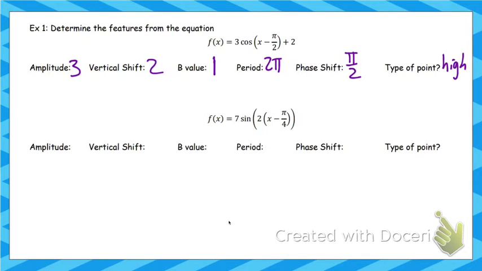All right, let's do the next one. Amplitude is 7. Vertical shift is whatever you add or subtract. We have not added or subtracted anything, so our vertical shift is 0. The b value, that's the 2 in the parentheses there. So the period is 2 pi divided by 2, which is just pi. The phase shift is pi over 4. And because this is a sine graph, this is a middle point, and then your graph will go up after. So it's middle, then up.